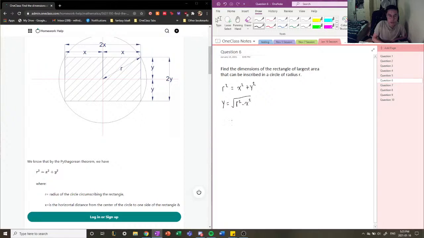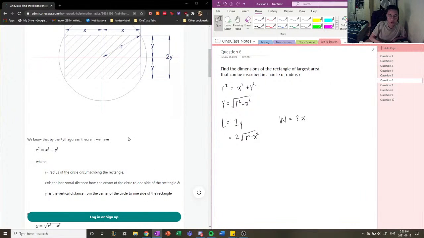Okay. So looking at our diagram here, this is the length of y, right? And we see here that the height of the rectangle is going to be 2 times y, right? So there's 2 lengths of y here for the height of our rectangle. So the height, I guess the length, I don't know why I'm saying height. The length of the rectangle is going to be 2y, or 2 times the square root of r squared minus x squared. Okay, what about our width? So the width is going to be 2x.